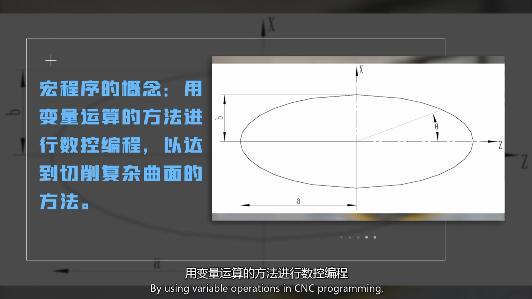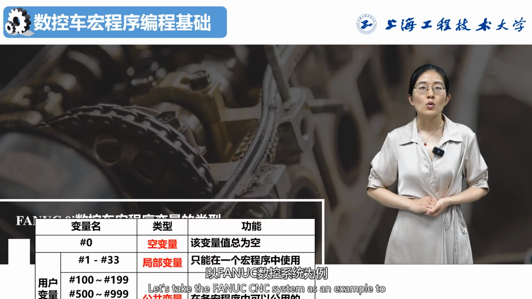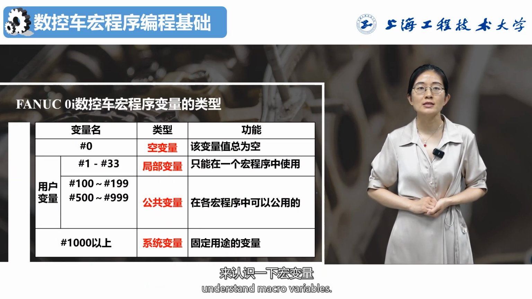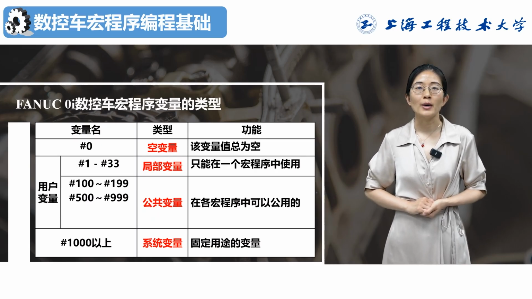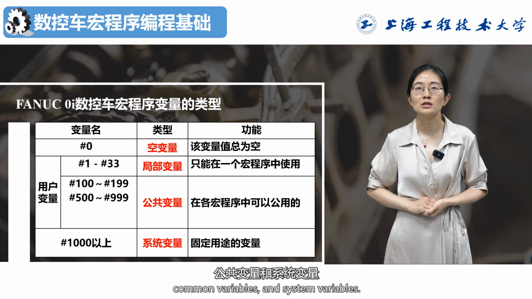By using variable operations in CNC programming, complex curved surfaces can be machined. This is the essence of microprogramming. Let's take the Fanuc CNC system as an example to understand micro-variables. Variable types include non-variables, local variables, common variables, and system variables.